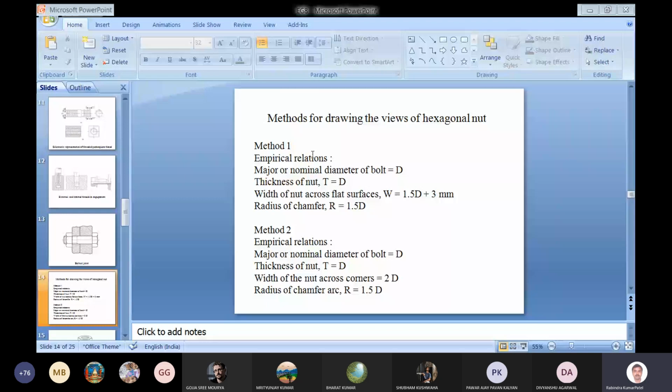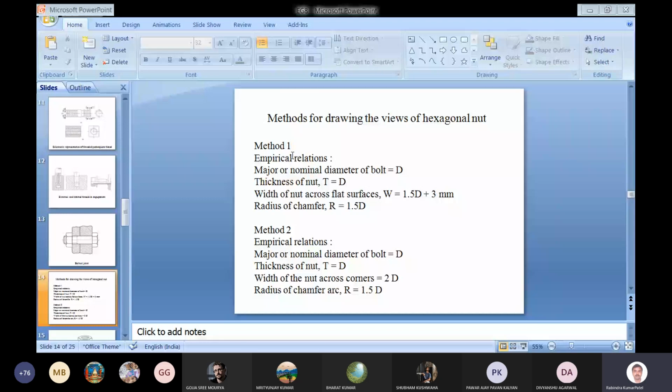Empirical relations are given for this in terms of D, the nominal diameter. The thickness of the nut is capital D, and W is the width, which we will see later on, 1.5D plus 3, and R is the radius of chamfer, 1.5D. So these are the relationships for method 1, and similarly we have different relationships for method 2.